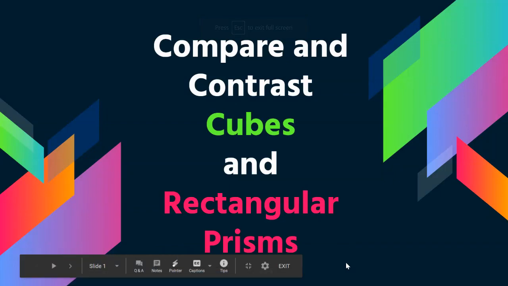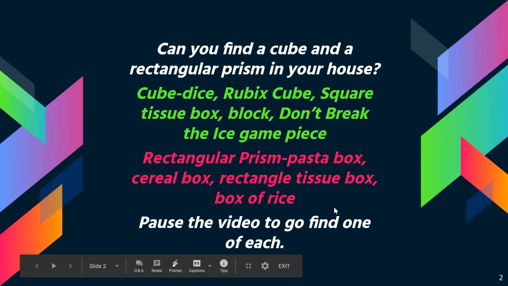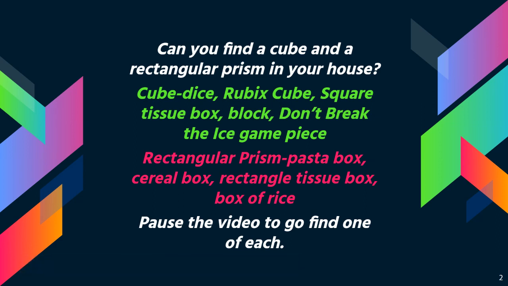Okay, boys and girls, let's go ahead and compare and contrast cubes and rectangular prisms, which are our 3D shapes. First, do you think you can find a cube and a rectangular prism in your house somewhere? Here are some ideas. A cube might be some dice. Maybe you have a Rubik's Cube, a square tissue box, blocks, or you have the game Don't Break the Ice.